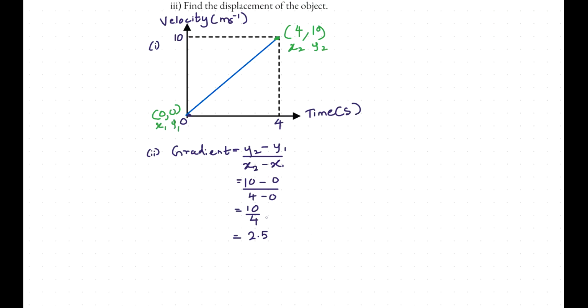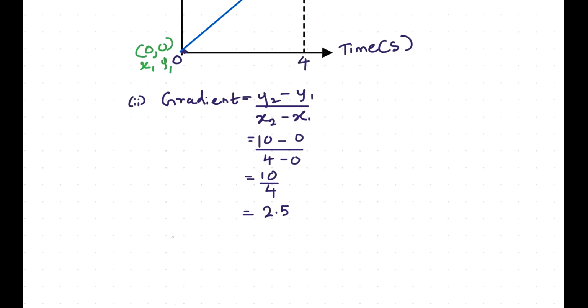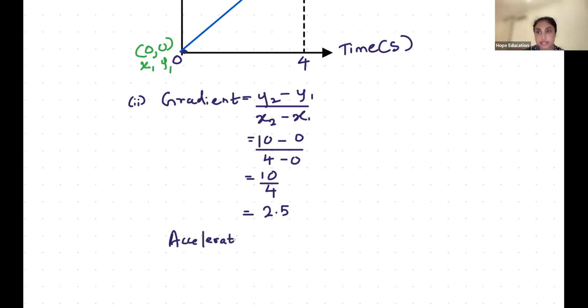What is acceleration? 2.5. Yes, 2.5. But do you just put 2.5 for acceleration? 2.5 m s minus 2. Yes, good. 2.5 m s minus 2. Good. We must put the unit.